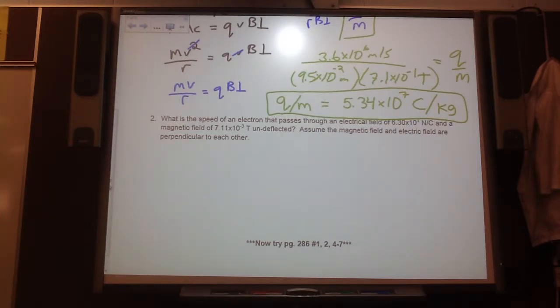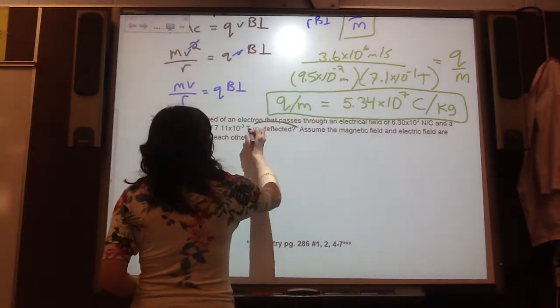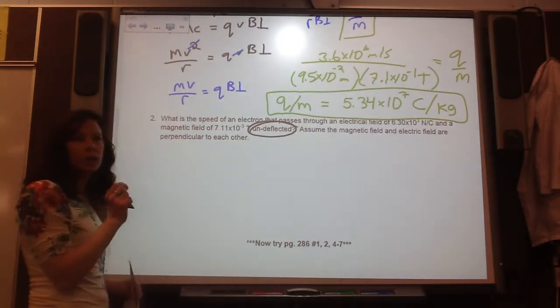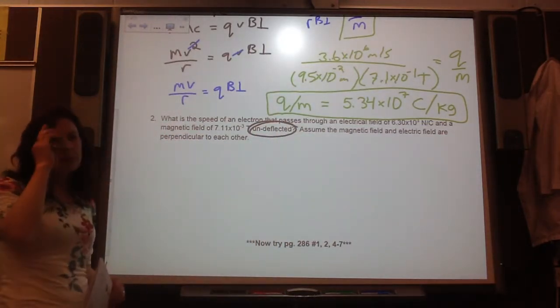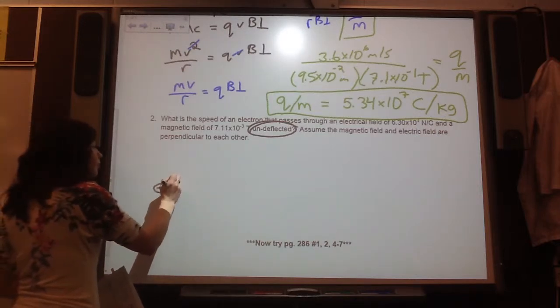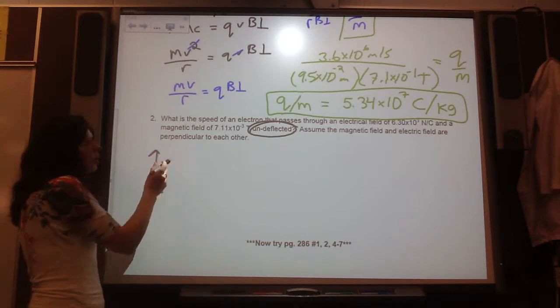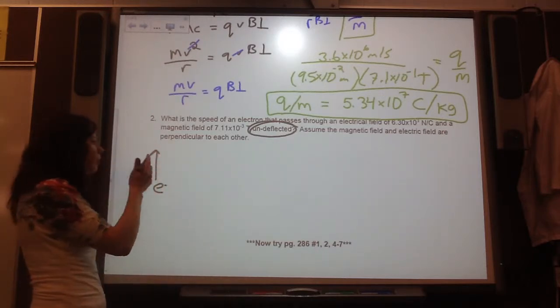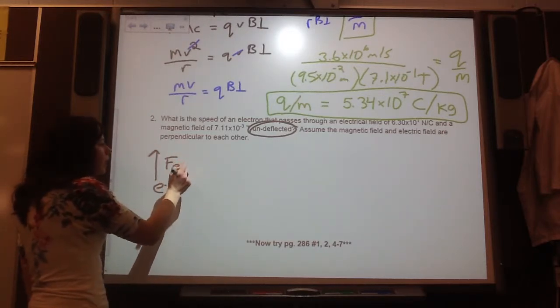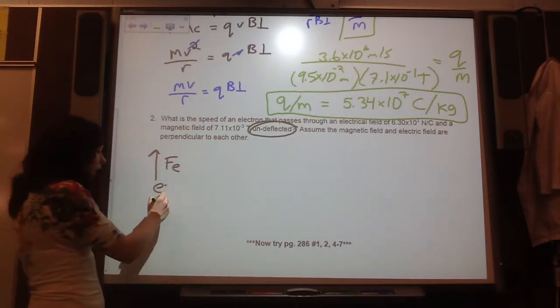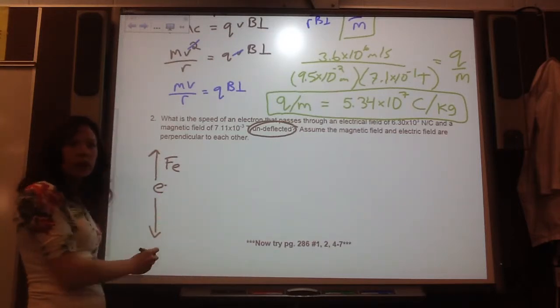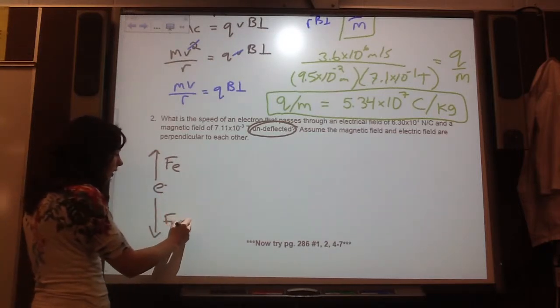The key word here is undeflected. So think about it, it's not going up or going down, okay? So this is a very important word. When you see those words undeflected, that means if we drew a free body diagram of our electron, and we're not told which way the plate is going or anything, but say this is Fe, okay? That's one force that's acting on it, and the other force that's acting on it is Fm.